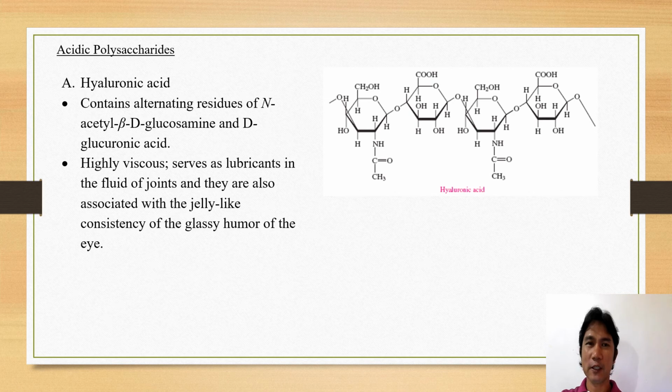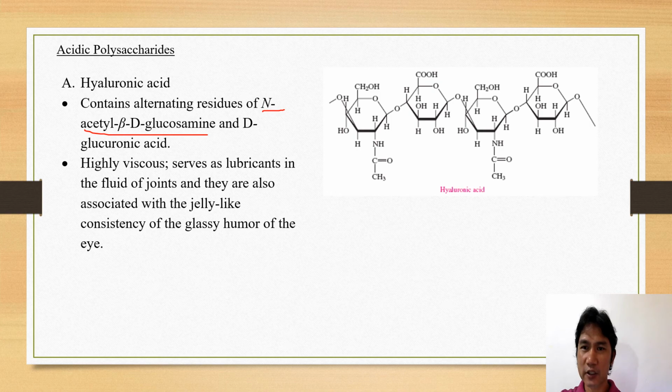Then we have what we call acidic polysaccharide. Examples include hyaluronic acid. Hyaluronic acid contains alternating residues of N-acetyl beta D-glucosamine and D-glucuronic acid. So, alternating residues. So where is the N-acetyl beta glucosamine?